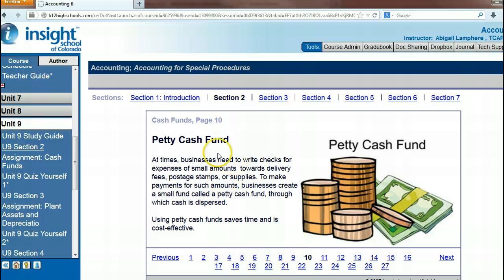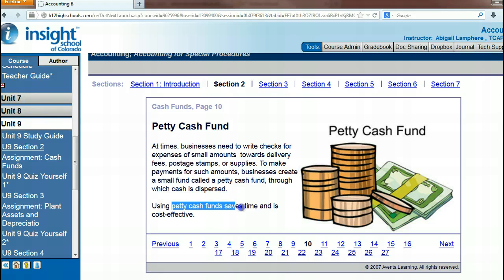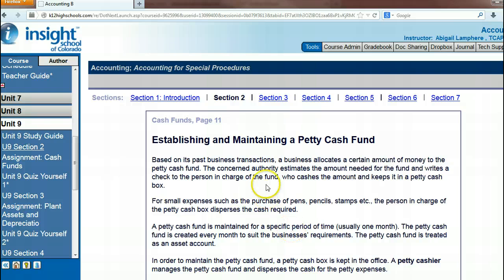Okay, the next part of this assignment talks about the petty cash fund. A petty cash fund is something that a business keeps on hand for smaller purchases. Businesses need to write checks for expenses of small amounts, such as delivery fees, postage stamps, and supplies. To make payments for such amounts, businesses create a small fund called a petty cash fund through which cash is dispersed. Using a petty cash fund saves time and is cost effective. Again, this is basically a fund that a business has in the office, on the side, for these smaller purchases that we need to track.